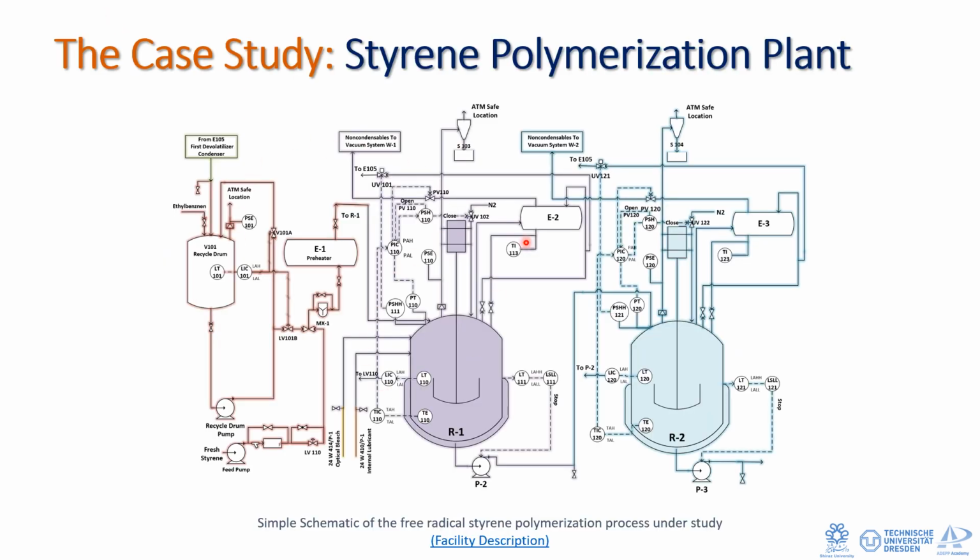The styrene polymerization process can be divided into three nodes: feed and recycle system, first polymerization reactor, and second polymerization reactor. In node 1, TBC is used as a styrene stabilizer in the storage tank and then it is removed. Then the fresh feed styrene is mixed with the feed from the recycle drum, consisting of unreacted monomers and solvent recycled from the second reactor output.